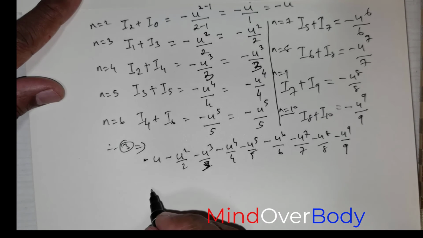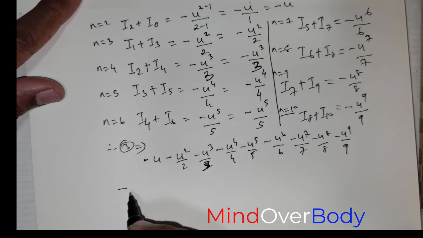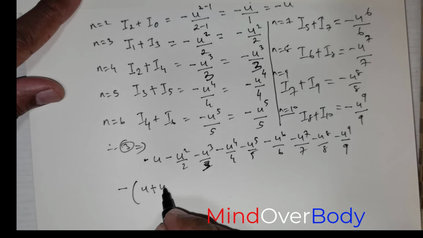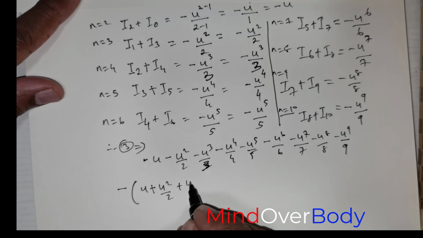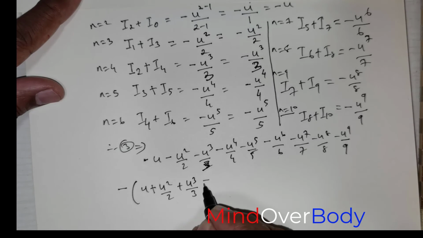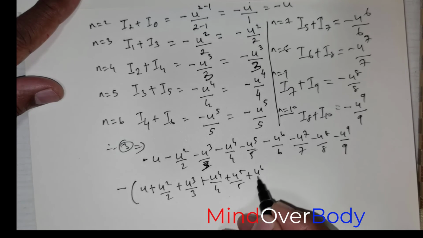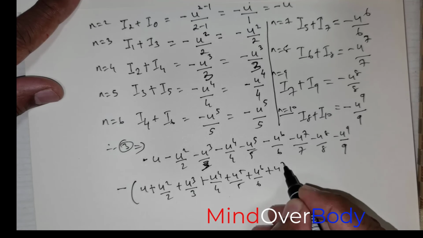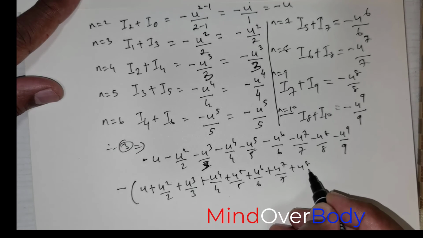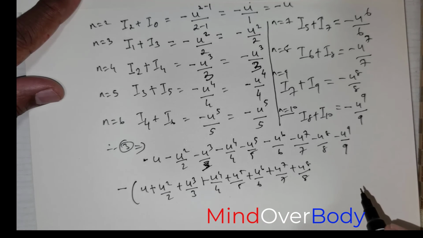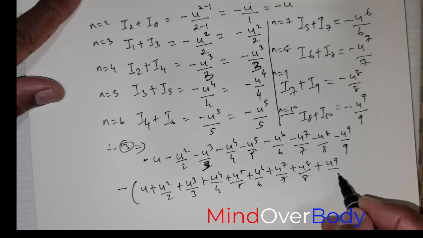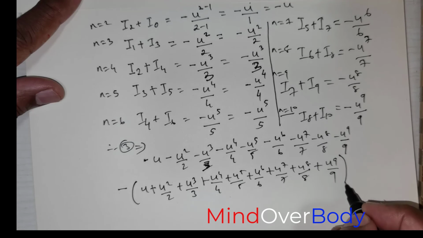Right. So if I were to take the negative sign out, this would give me positive u squared over 2, positive u cubed over 3, positive u4 over 4, positive u5 over 5, positive u6 over 6, positive u7 over 7, positive u8 over 8, positive u9 over 9. So this is what I have got.